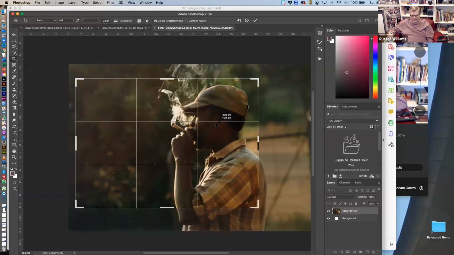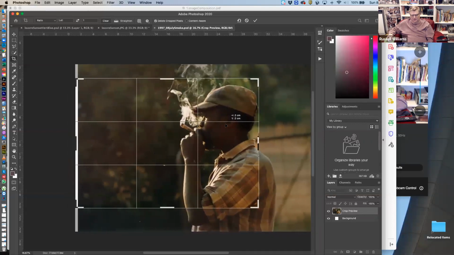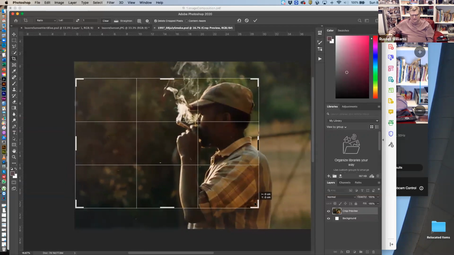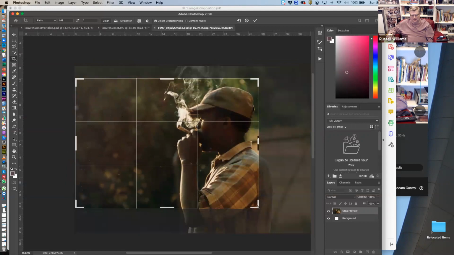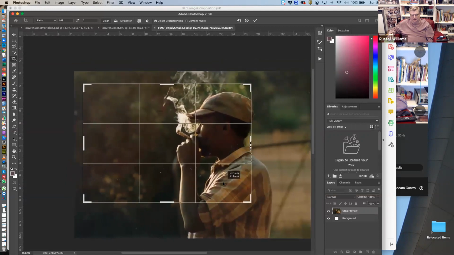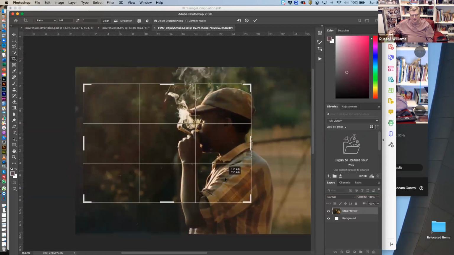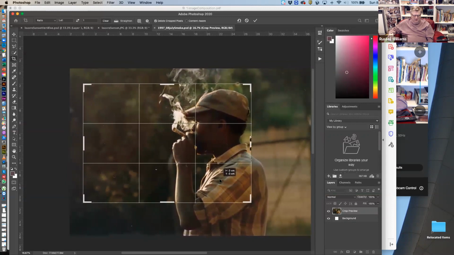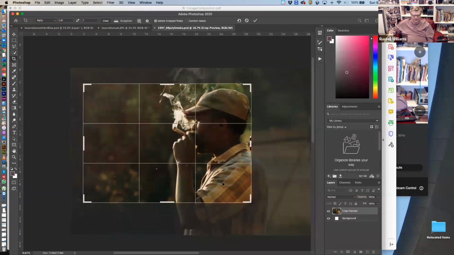We could give him a little more room this way, but we can make it smaller and give him a little less on the crop, and then see his eyes there. And that is a tobacco cigarette, by the way. It's just rolled in newspaper.